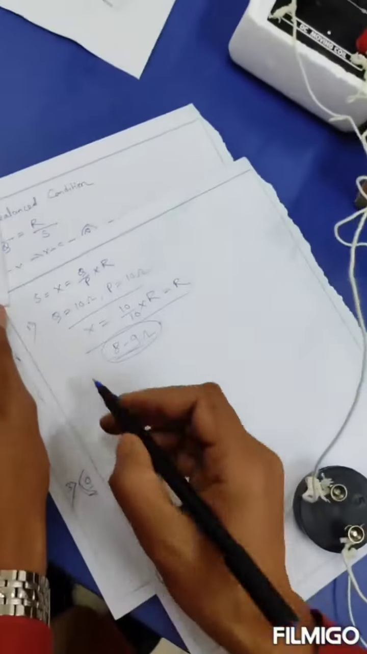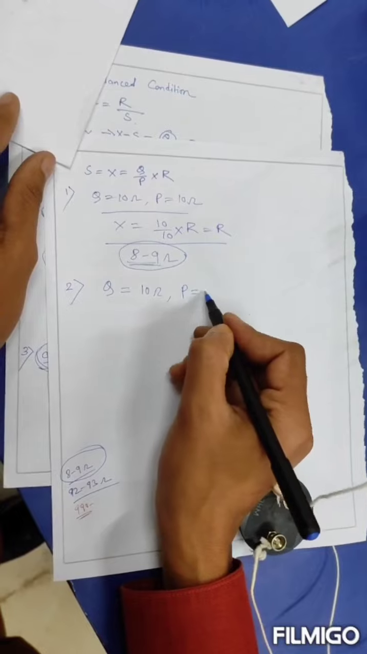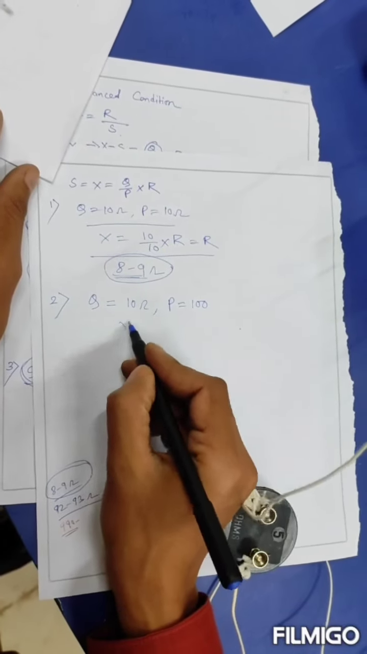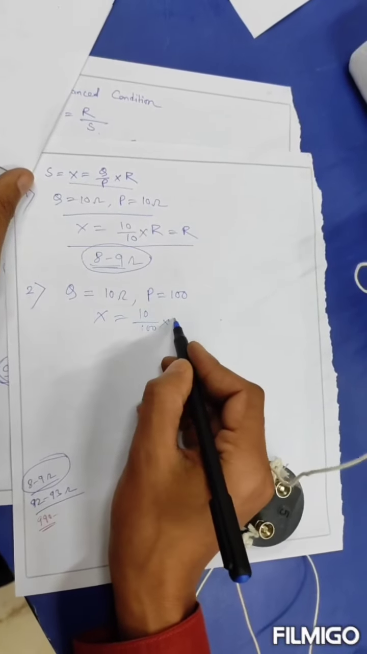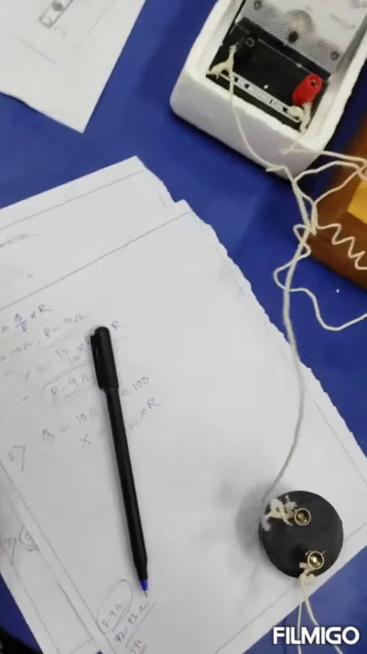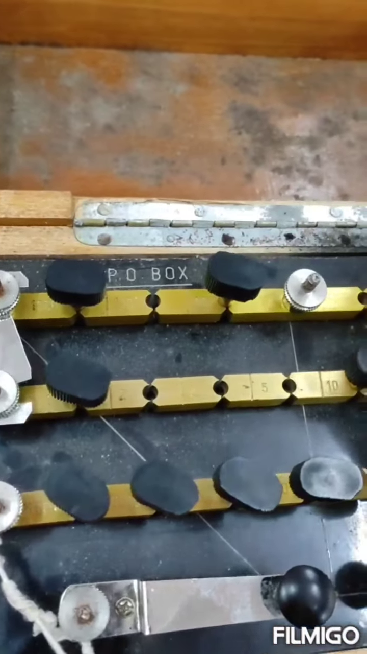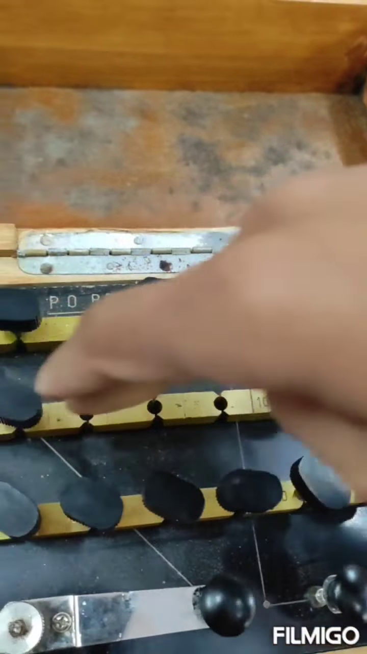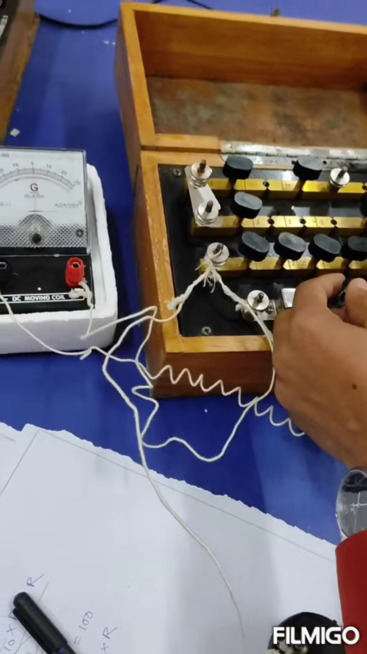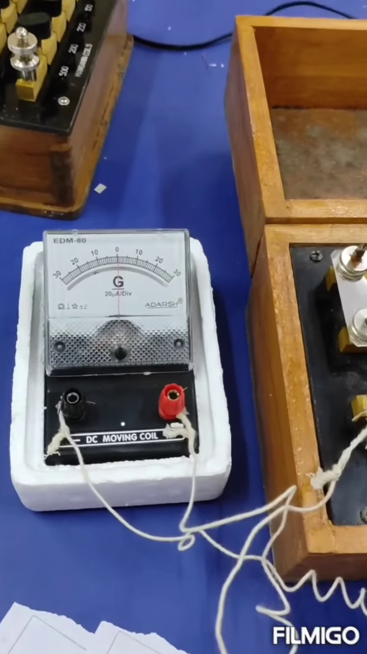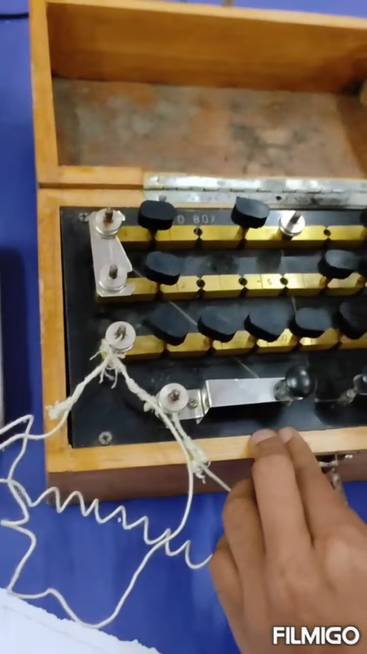The next process is we will choose Q as 10 ohm and P as 100 ohm. That means your X, using this formula, is 10 by 100 into R. So let's open this. P is 100 and Q is 10. We will again choose for what values of R it shows null deflection. Look, for the resistance 9 ohm, it shows along the left side.